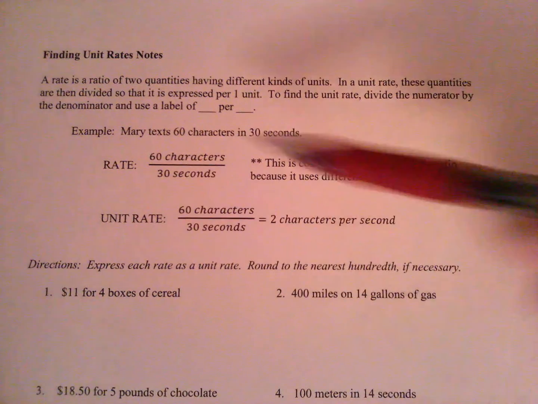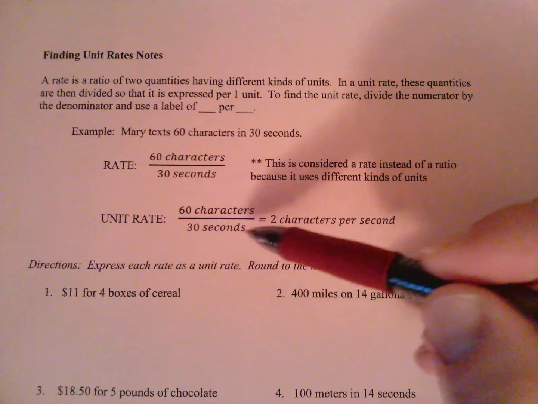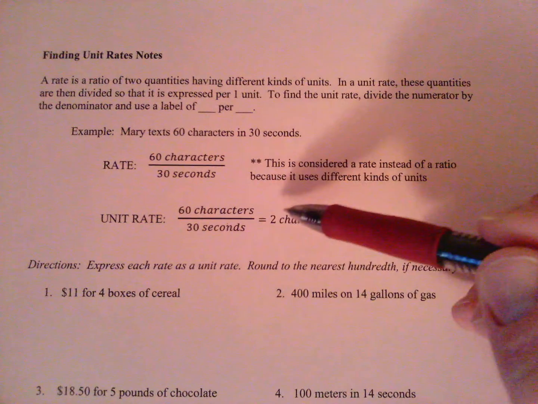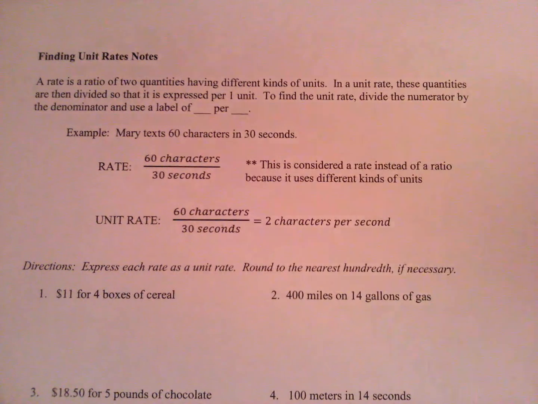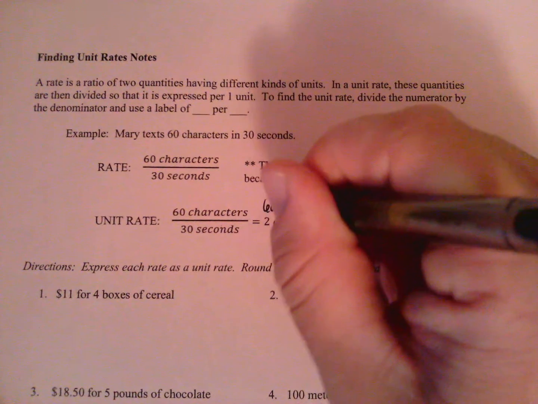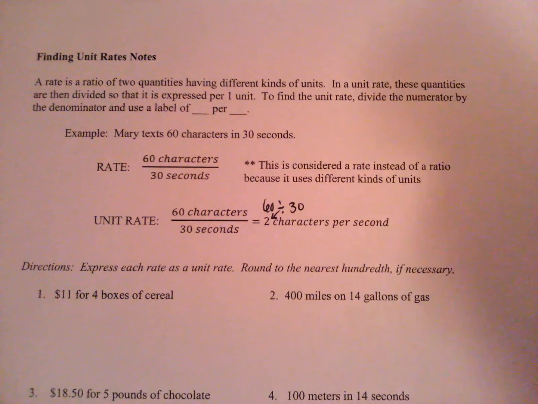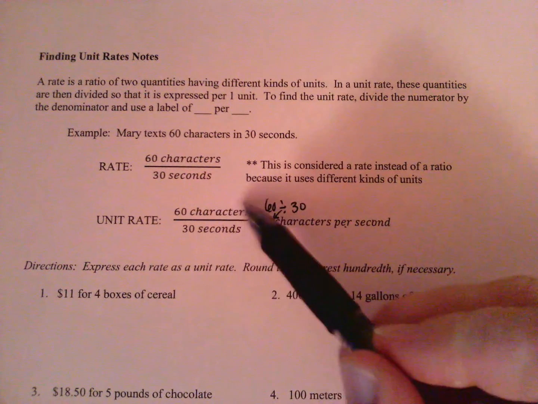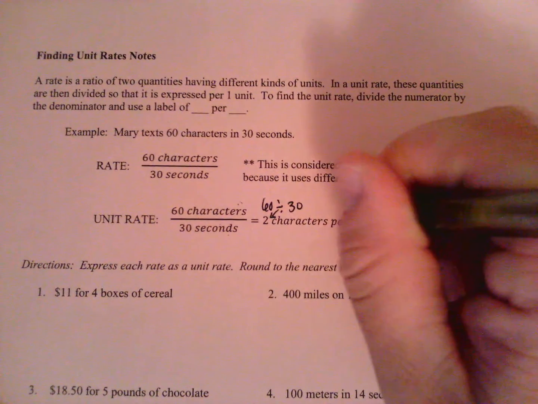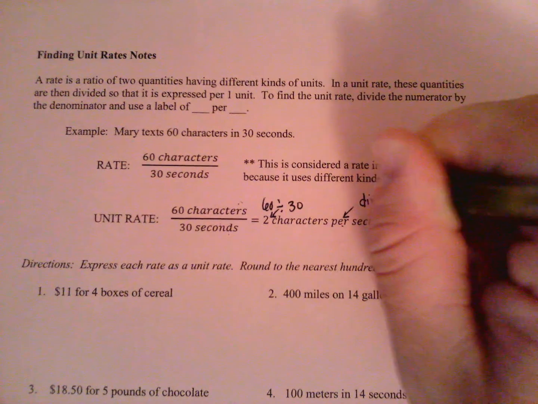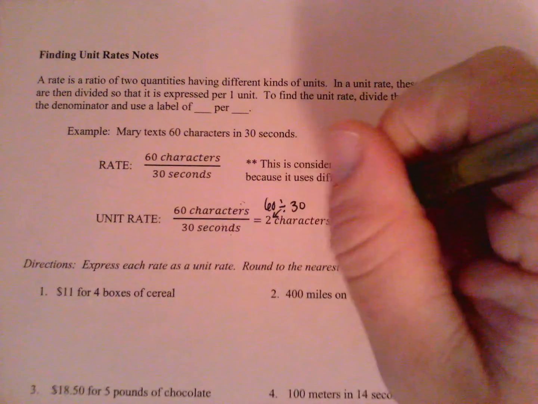Our unit rate is when we actually take our rate and divide it. This long bar means division. So 60 divided by 30 gives me 2. And it's characters per second because characters is on top, then seconds is on bottom, and this "per" means divide.